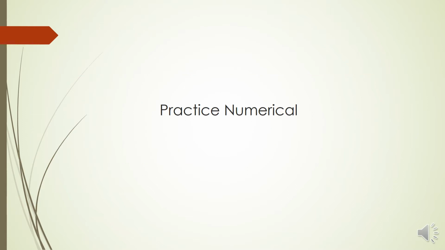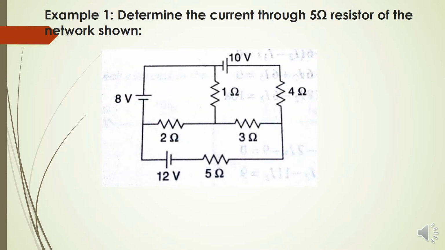So based on this, now we will practice some numericals. First numerical is with the independent source. Determine the current flowing through the 5 ohm resistor for the network shown below.